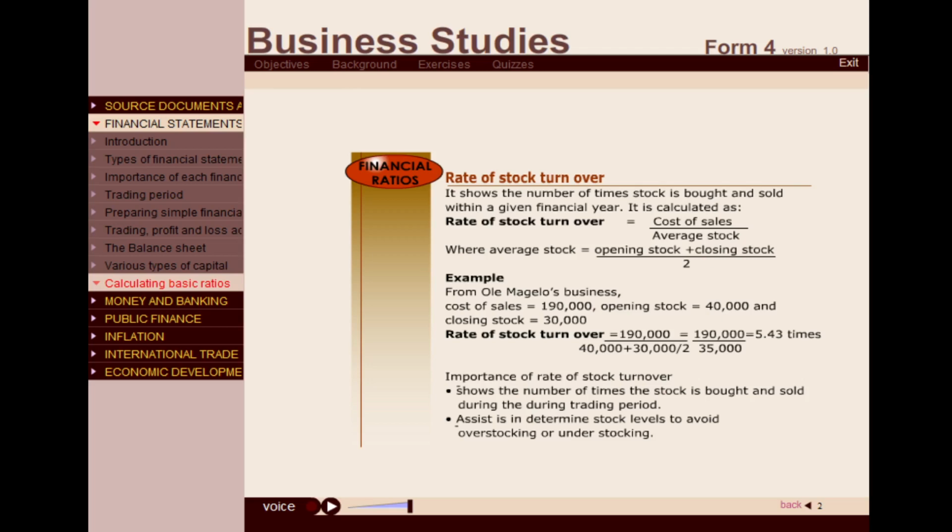Importance of rate of stock turnover. It shows the number of times the stock is bought and sold during the trading period, and it assists in determining stock levels to avoid overstocking or understocking.